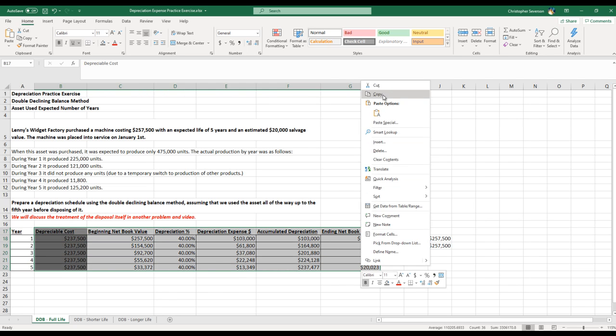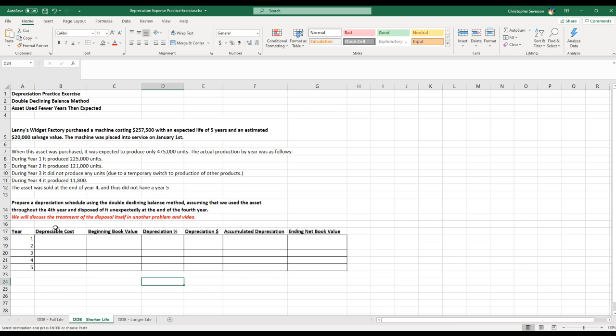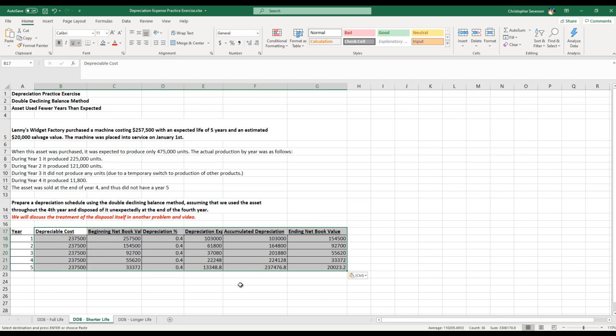Really everything we did before, I'm just going to copy it over. But the difference here is that we don't have anything at the end of year 4, or we don't have anything in year 5. So there's nothing to record for depreciation expense. It's going to be gone.